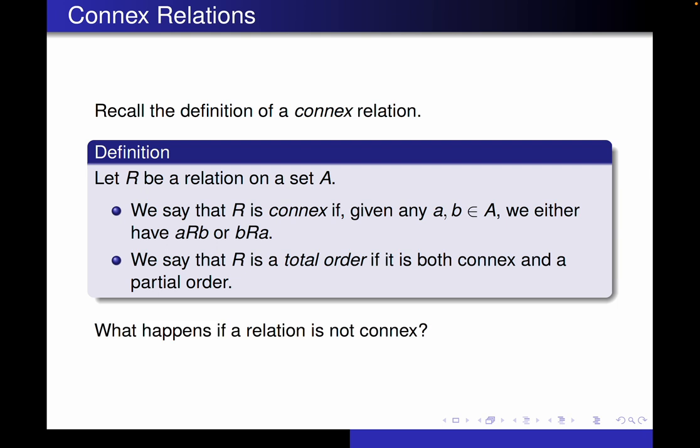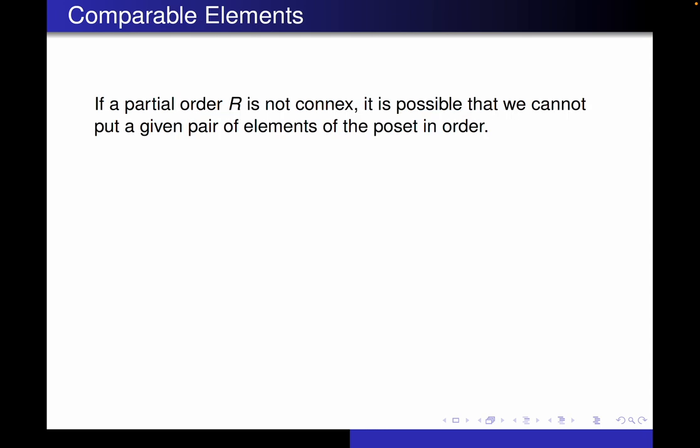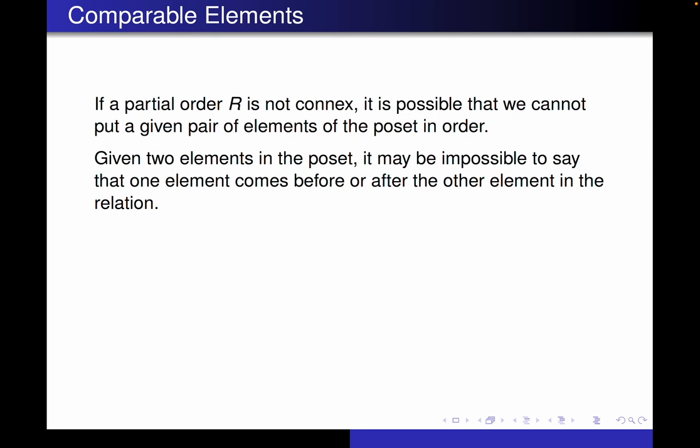So what happens if a relation is not connex? Well, if a partial order R is not connex, it is possible then that we cannot put a given pair of elements of the poset in order. Remember, putting these elements in order depends on us knowing what their relationship is in the relation. So, given two elements in the poset, it may not be possible to say that one element comes before or after the other element in that relation.